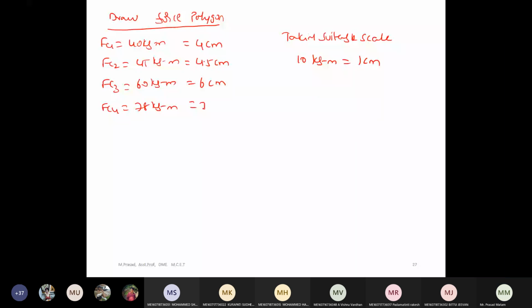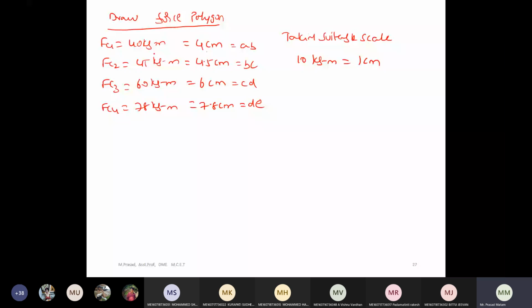Okay. Now first we need to draw the force polygon. So this is the first line, given by the line AB. This is given by the line BC. This is given by the line CD. This is given by the line DE. Okay. Draw a line AB of length 4 centimeters.